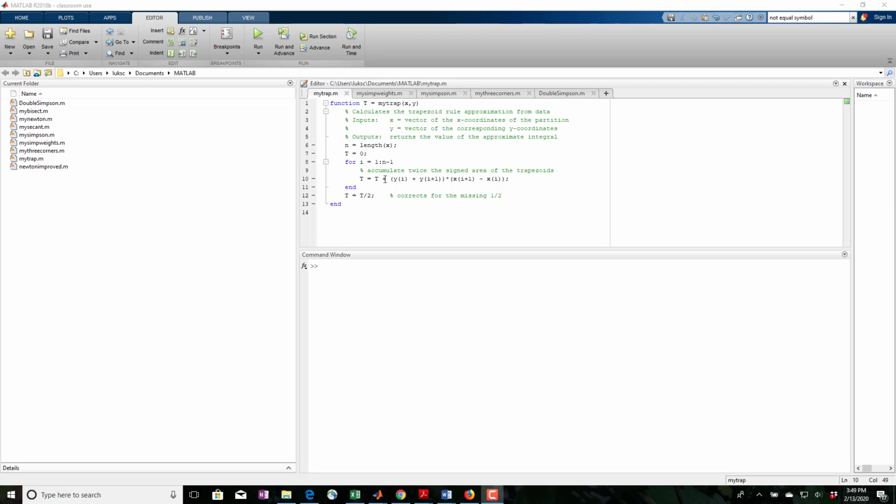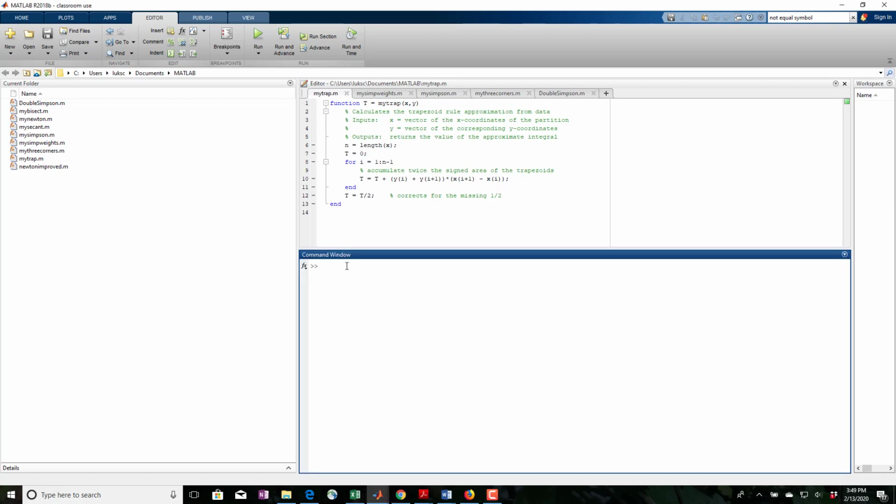And so t is t plus y of i plus y of i plus 1. So we're starting at the first term and ending at the n minus first, but that picks up the nth term, right? So do that little math there when i is equal to n minus 1. And then we're multiplying that times the delta x for those same two pieces. And we'll do that for all of the terms. And then at the end, divide by 2, and it should present the answer.